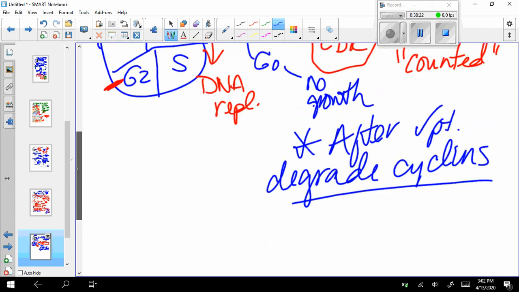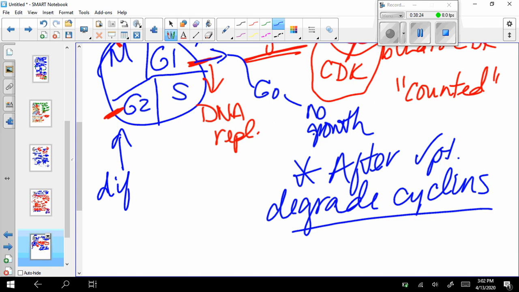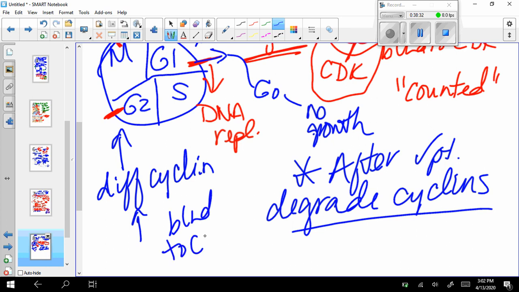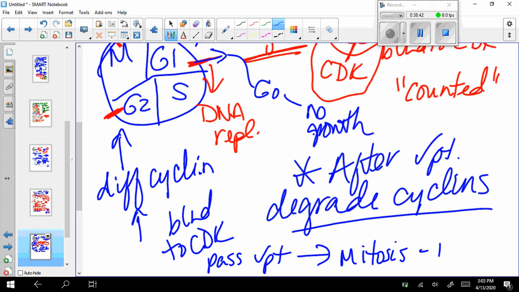All right, over here at this next checkpoint, we have a different cyclin. Its levels will also increase. It will bind to cyclin-dependent kinases, and it will allow you to pass the checkpoint. If you pass the checkpoint, you start doing mitosis. So you start doing prophase. So all of the things that make a cell in prophase, like you start breaking down the nuclear membrane, you start condensing your DNA, you start forming spindle fibers from your microtubule organizing centers, your centrioles.